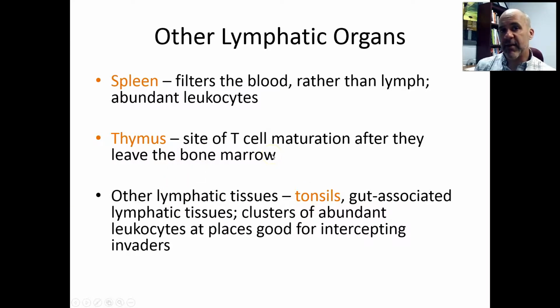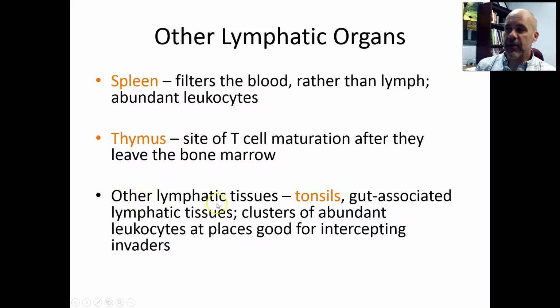And so it's also considered to be part of the lymphatic system since T cells mature there. Now, we've already said that all of your blood-formed elements develop in the bone marrow. But T cells, when they leave the bone marrow in an immature state, migrate into the thymus, and it's there that they grow up and become mature T cells.